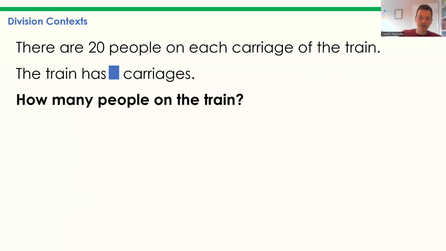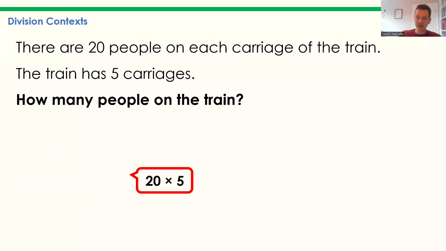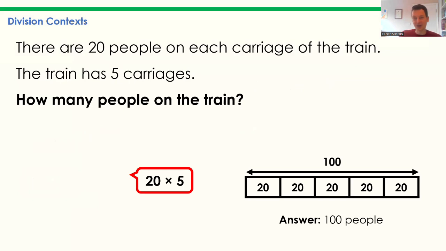This one is around division context: 20 people on each carriage of the train. The train has a certain number of carriages. How many people on the train? Is it 20 divided by a missing number or 20 multiplied by a missing number? Children vote on that, think about it, vote on it, and we see actually this time it's a multiplication, 20 times 5 when the number's revealed, and there's the bar model to represent that.